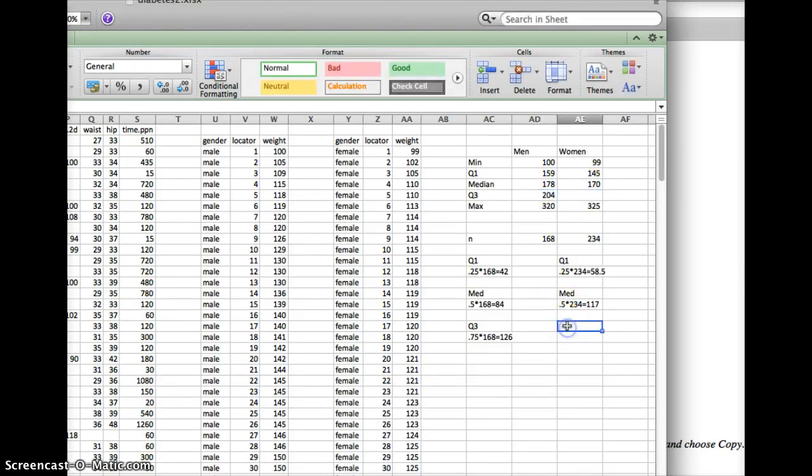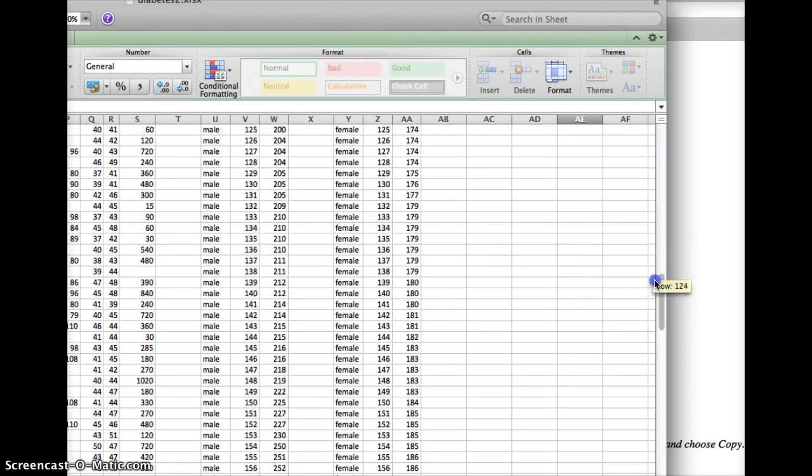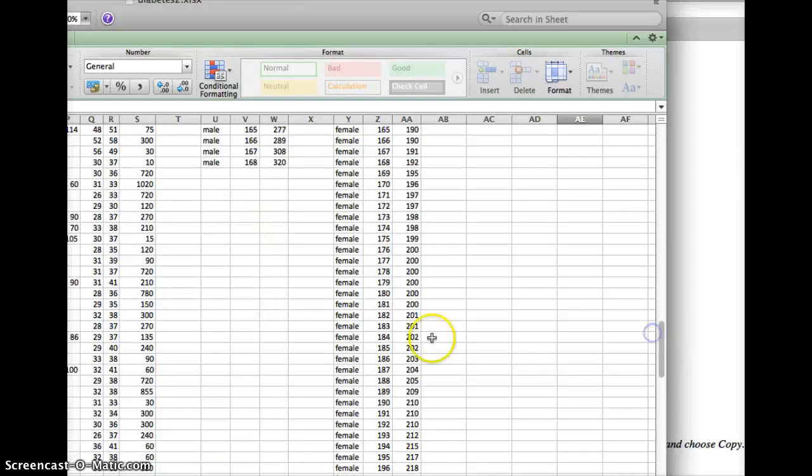And then for the women, we will take 0.75 times the total number of women, which is 234. 0.75 times 234 is going to give us 175.5, which we can round up to 176. We find the 176th woman in our list. The 176th woman in our list is 200.